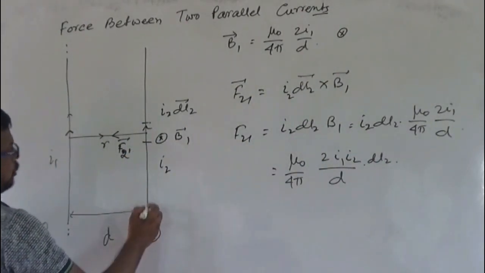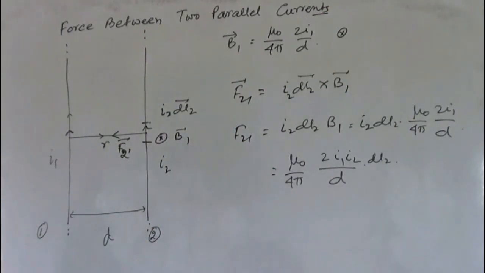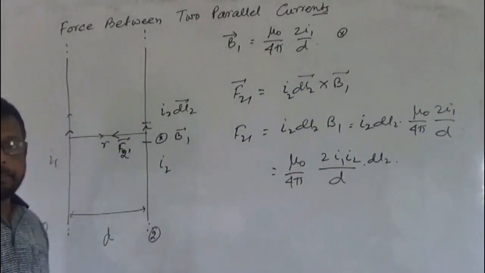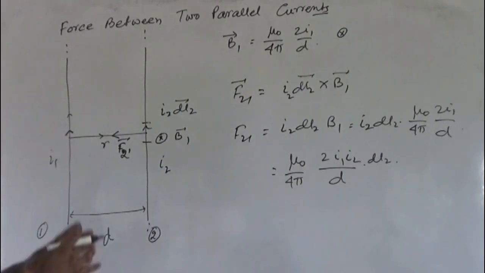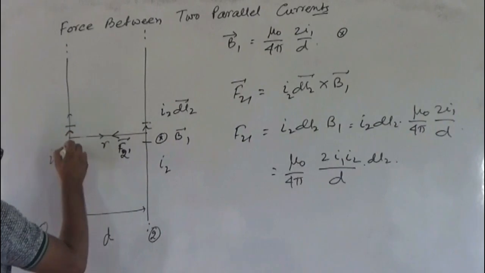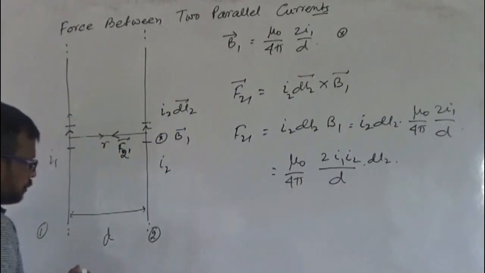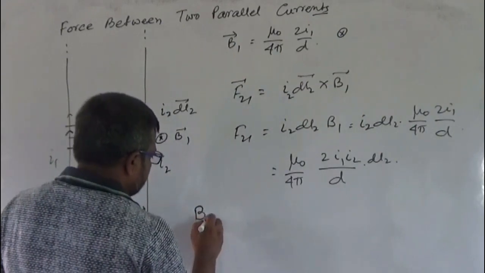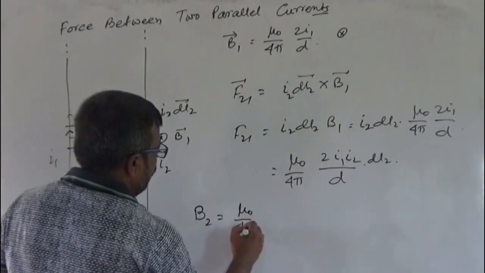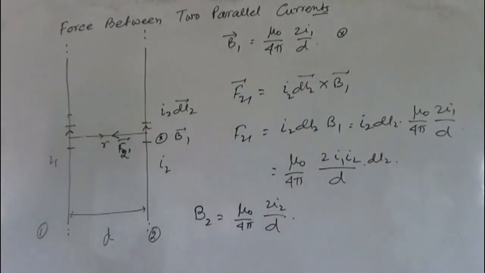Similarly, since I2 current is flowing through the conductor 2, therefore, it will produce a magnetic field around the conductor, and magnetic field at each and every point of the conductor 1 is B2 is equal to mu naught by 4 pi into 2 I2 by d, and it is out of the board.